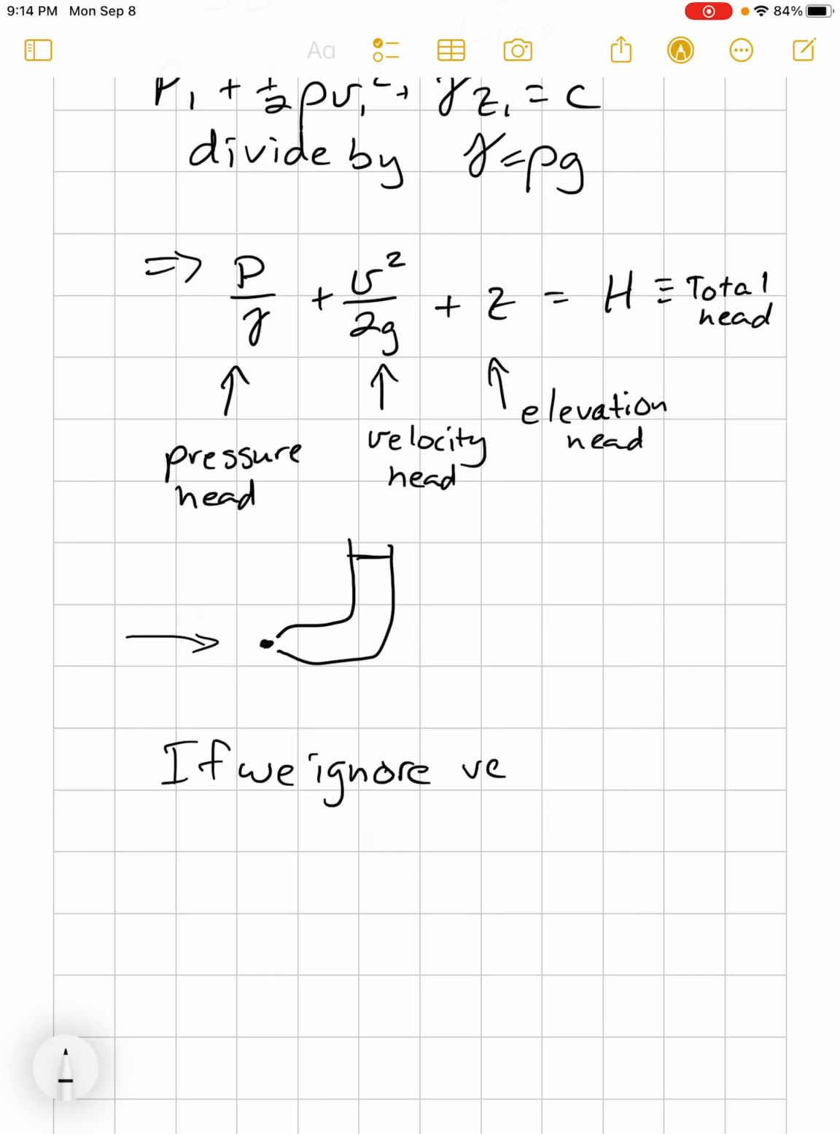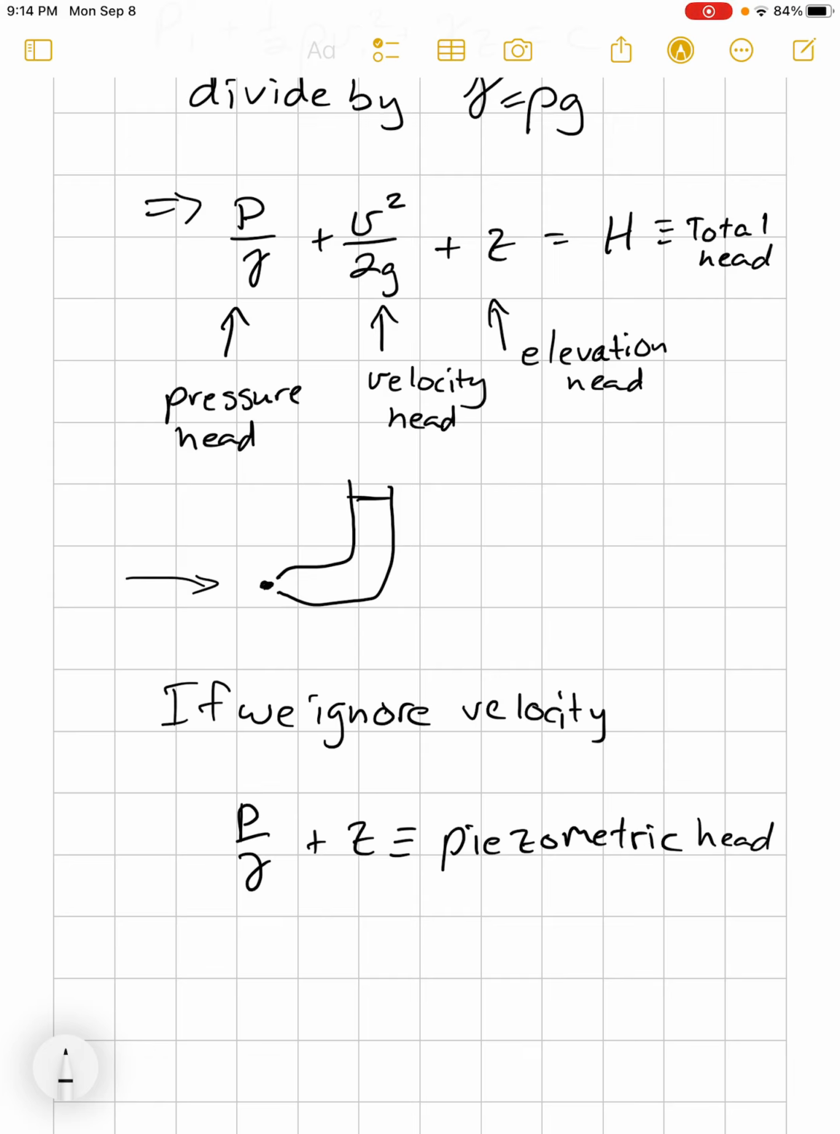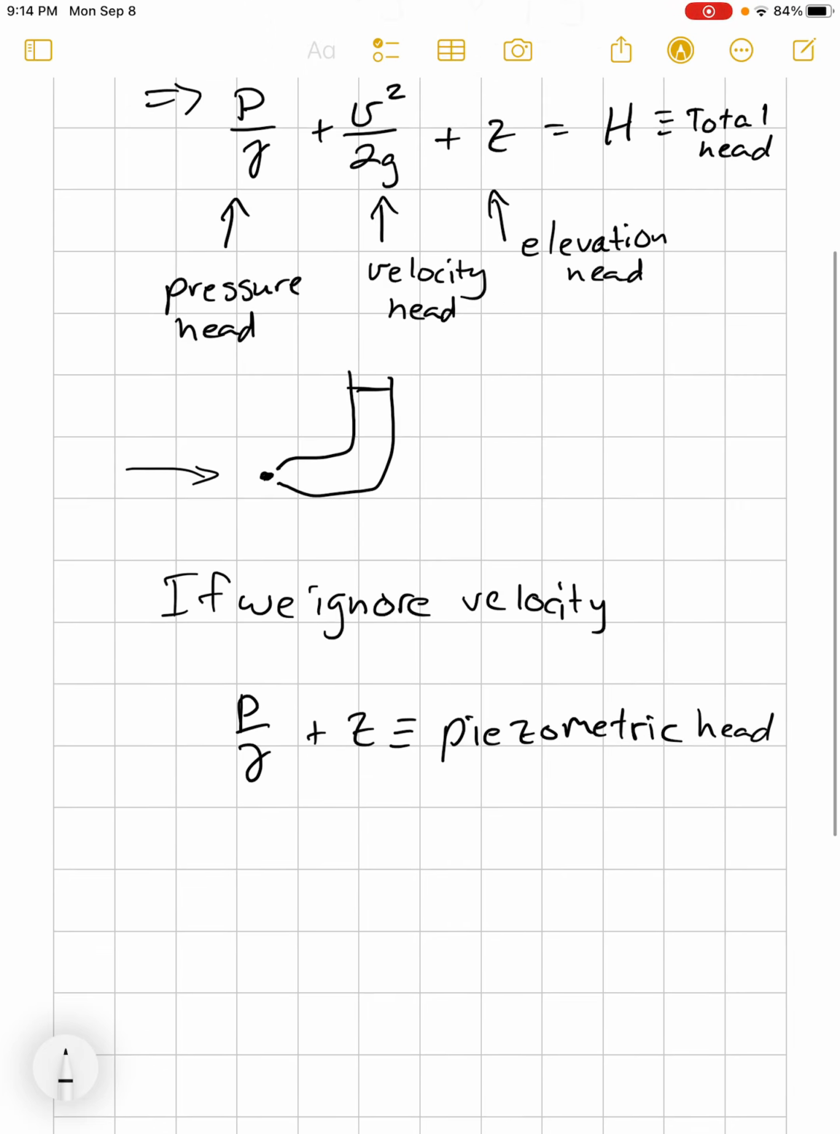Okay. So if we ignore the velocity term, then basically our pressure head plus our elevation head is known as the piezometric head. Now this can be measured by a piezometric tap.